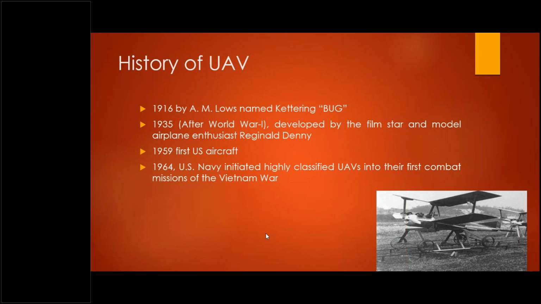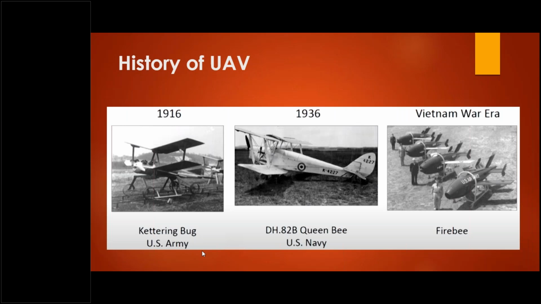In the US military, they developed their first US aircraft in 1959. That was also an autonomous aircraft. In 1964, the US Navy initiated highly classified UAVs into their first combat mission in Vietnam. They used them for the first time in war in 1964. So UAVs and drones are not with us just from the last decade. They are with us from the last century itself. These are some of the models that were developed and used earlier.